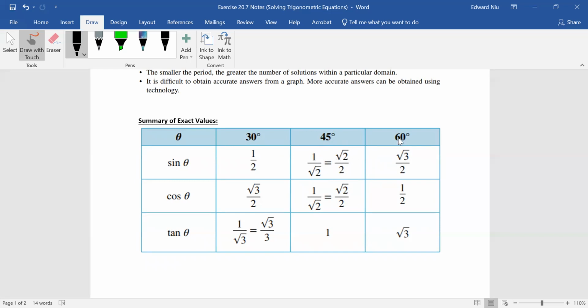Sine 60 means we're going to have a height of root 3 on 2, which is something like 0.866, pretty close to 1. So the bigger the angle, the taller the height of the triangle becomes inside the unit circle. Cosine talks about the length of the width in the triangle, so when it's 30 degrees, we're going to have root 3 on 2, and so on and so forth.